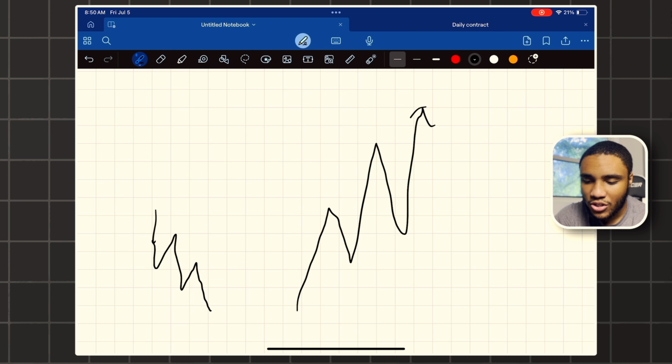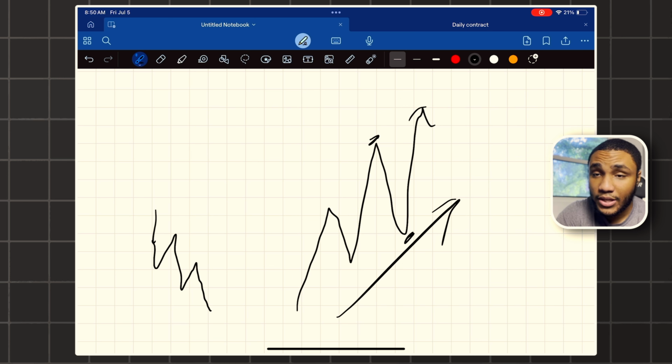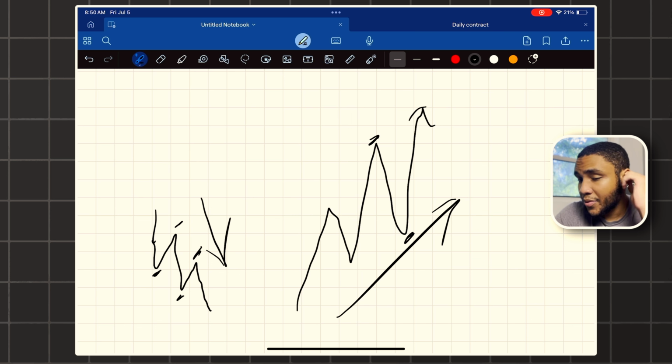As you can see, it just kind of creates new highs and new lows, but the overall trajectory is up. And the same for the bearish markets. It creates new lows, new highs, but the overall trajectory is down. That's a simple explanation of what trending markets are.